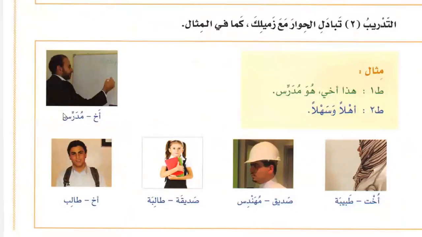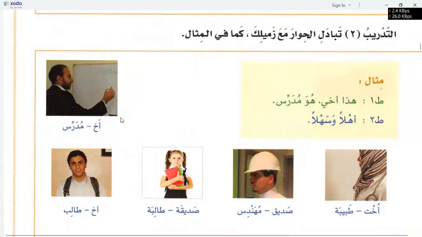التدريب الثاني تبادل الحوار مع زميلك كما في المثال. هنا لدينا كلمتين، الكلمة الأولى أخ والكلمة الثانية مدرس. جعلنا هذه الجملة: هذا أخي، هو مدرس. So we made this sentence: أخ mean brother، أخي my brother.